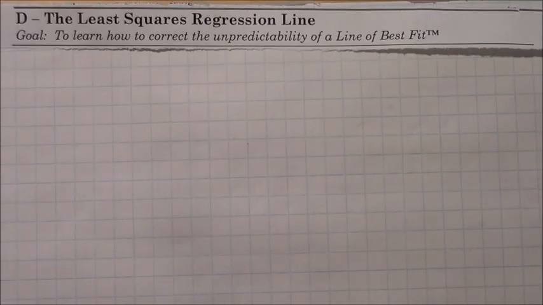Hi, welcome to Lesson 21D, the least squares regression line. The goal of today's lesson is to learn how to correct the unpredictability of a line of best fit.